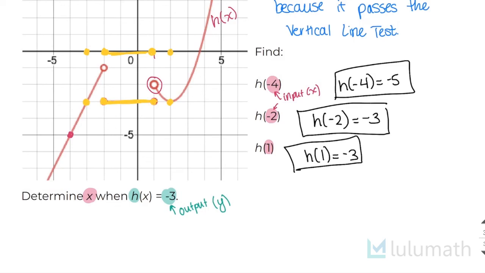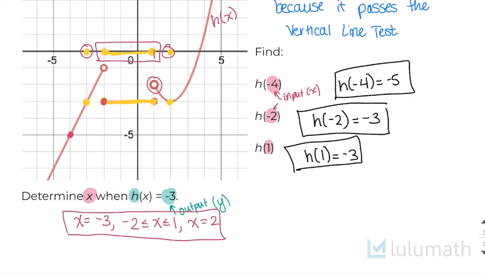It will work when x is equal to -3. It will work when x is between -2 and +1. And it's included because these are closed circles, which means that they are defined at those points, as well as when x is equal to +2. So this is our solution.